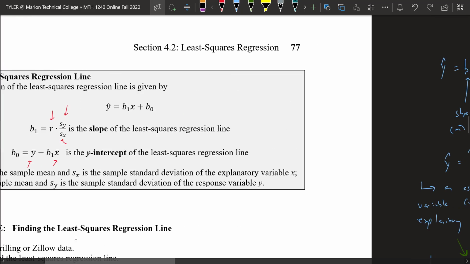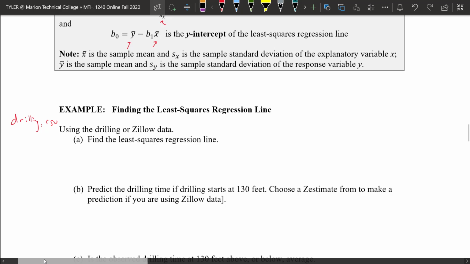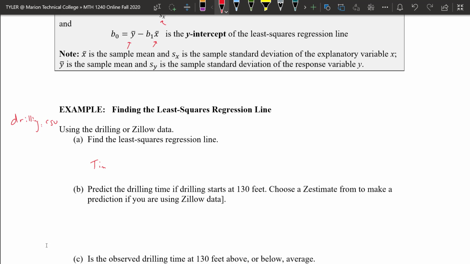All right, so part A is what we did, finding the equation of the regression line. So that was time hat equals 0.012 times the depth plus 5.527.